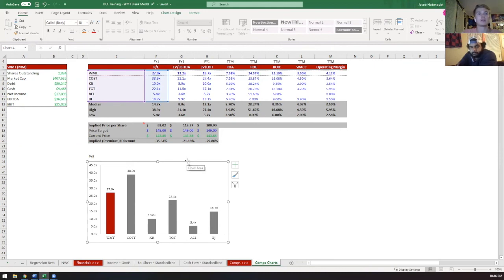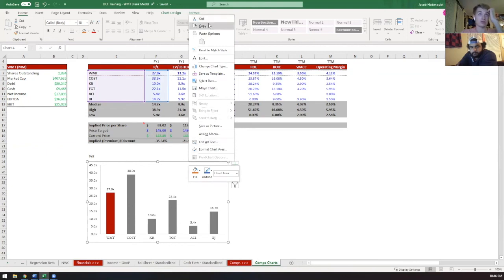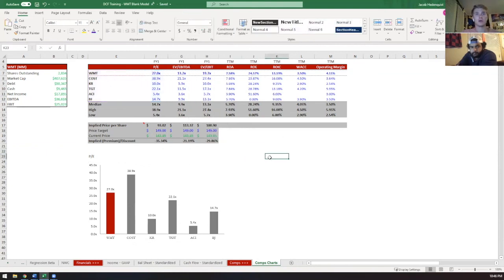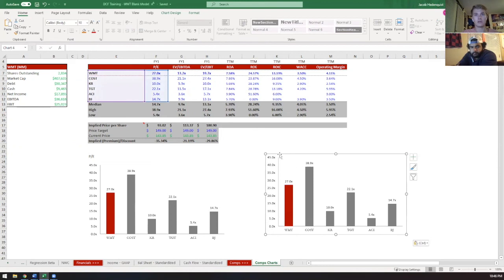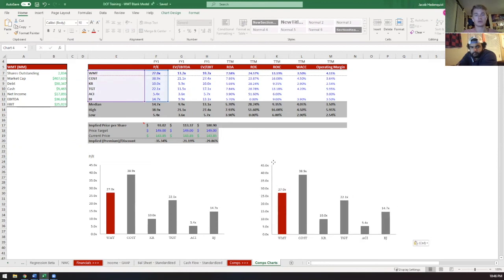In order to replicate this chart, I'm going to right click, copy, and then I'm going to click over here, paste this, and then I'm going to try to bring it in line. I just want to label this as EV to EBITDA. And then cool. So currently, this is my x-axis, my list of companies, and this is my y-axis, the actual multiple.